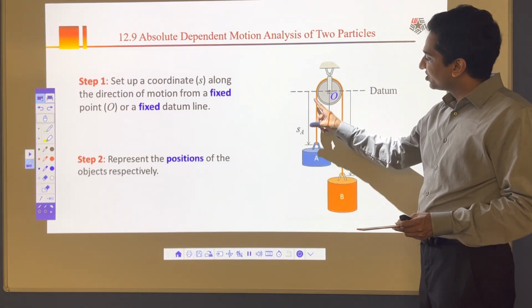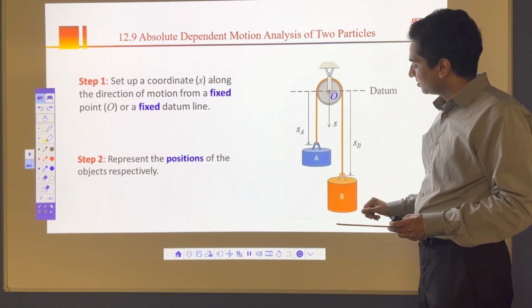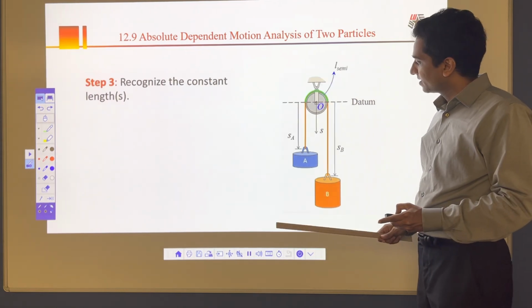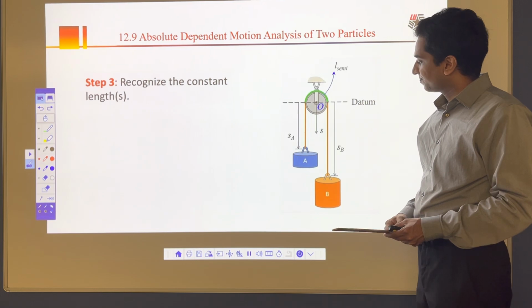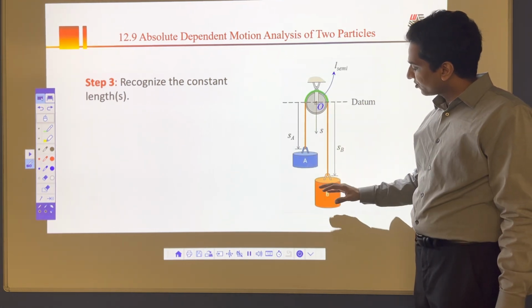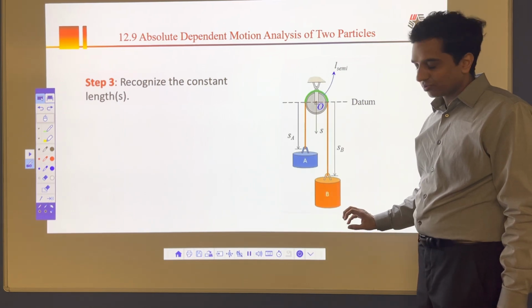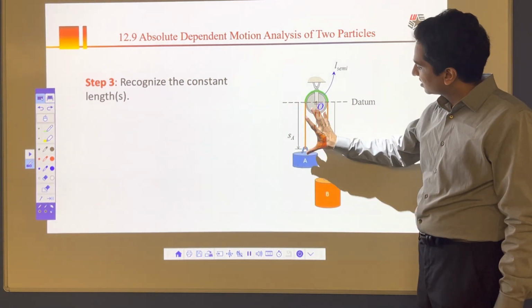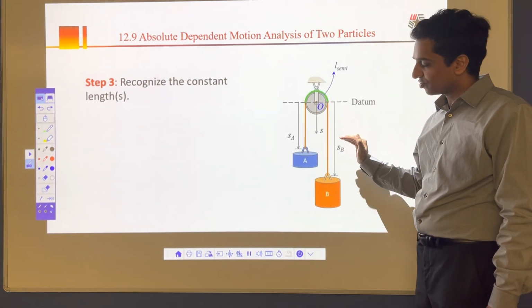So SA is the distance from the datum of particle A, and SB is the distance of particle B from the datum. So SA, SB, that's step 2. Remember, downward positive. Recognize the constant length. Throughout this process, if A goes up or B goes down, this SA and SB will change. This length will change as it goes up and down.